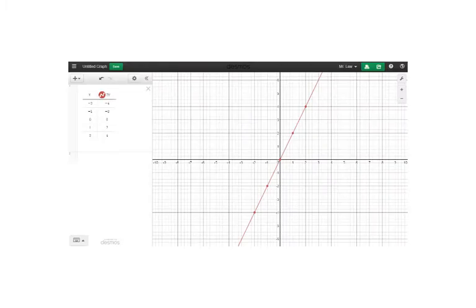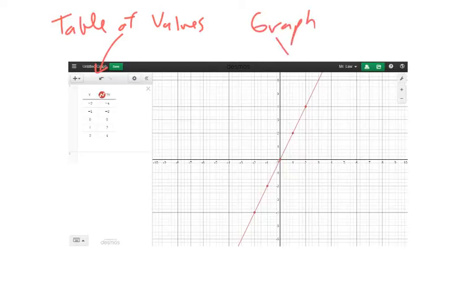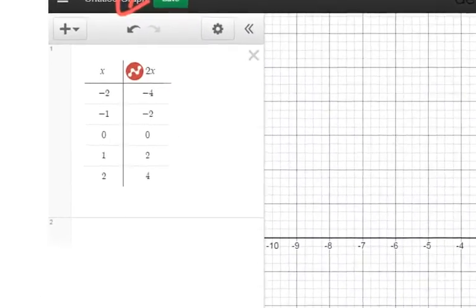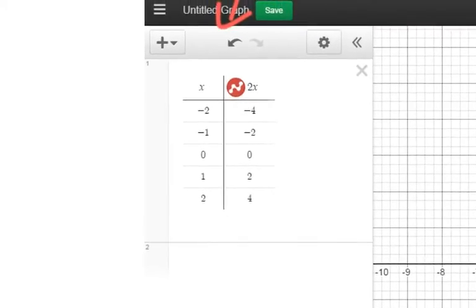In our first question, we want to figure out the equation of this line. You can either use the table of values, which is over here, or you can use the actual graph to figure out the equation of this line. We're going to start with the table of values over here. Now, before we begin, I just want to make a little correction. This 2x should be written as just y. So I'm going to just scratch that out.